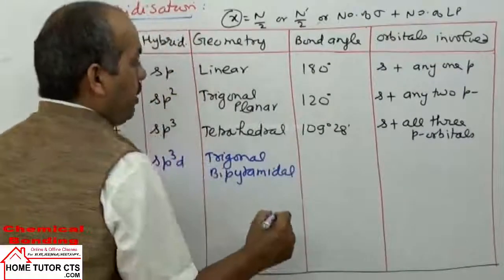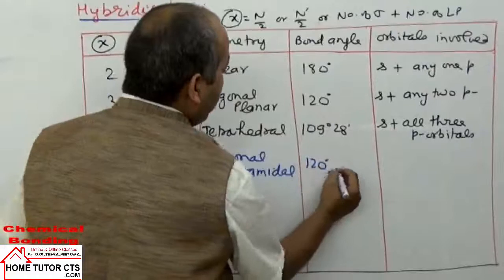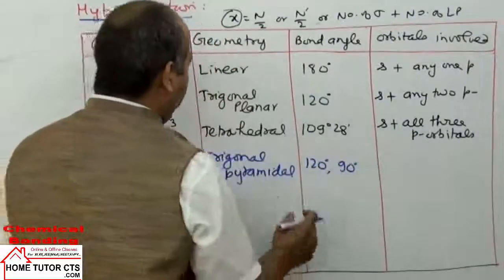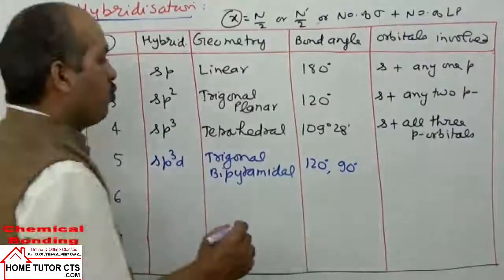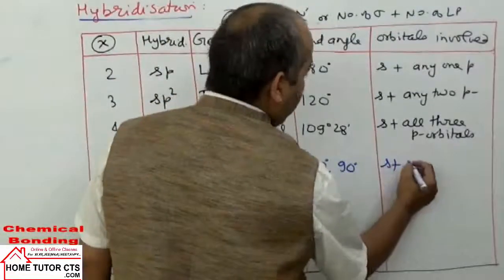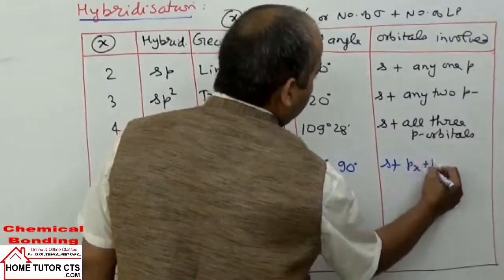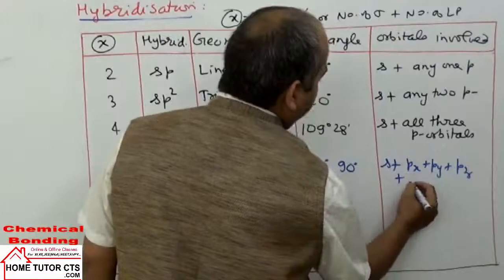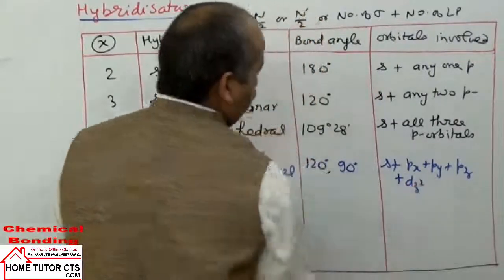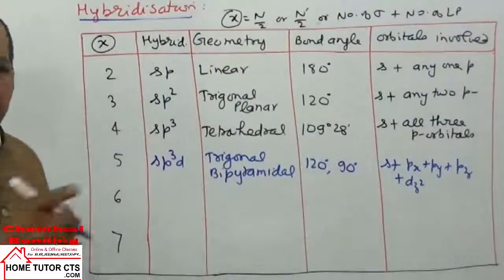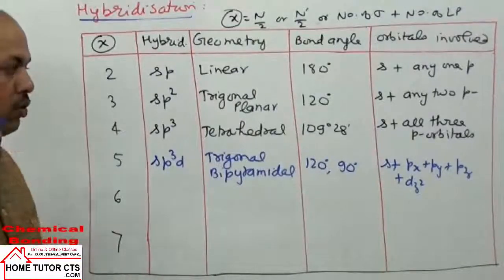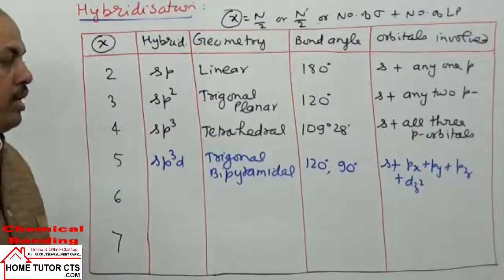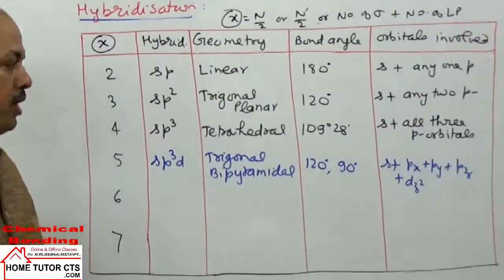Bond angle taken two types, 120 degree and angle of 90 degree. They involve 1s, 3p and 1d. So s, all three p orbitals px, py, pz orbitals plus 1d. d is taken dz square. We take xy plane, z is perpendicular. You can have s, px, py, pz all three plus 1d. Which one d? dz square orbital.